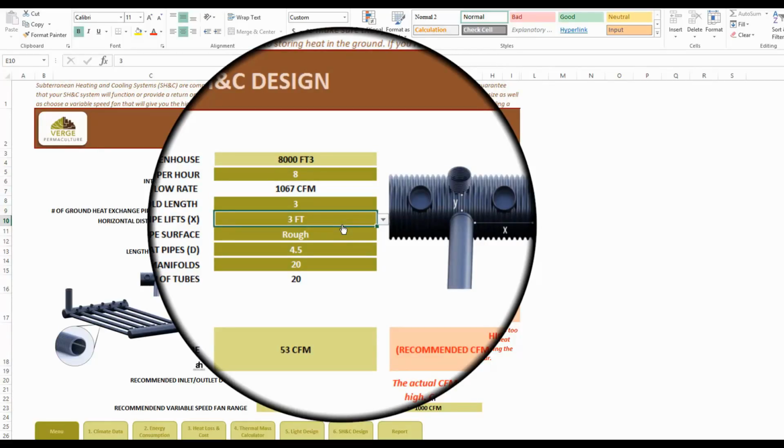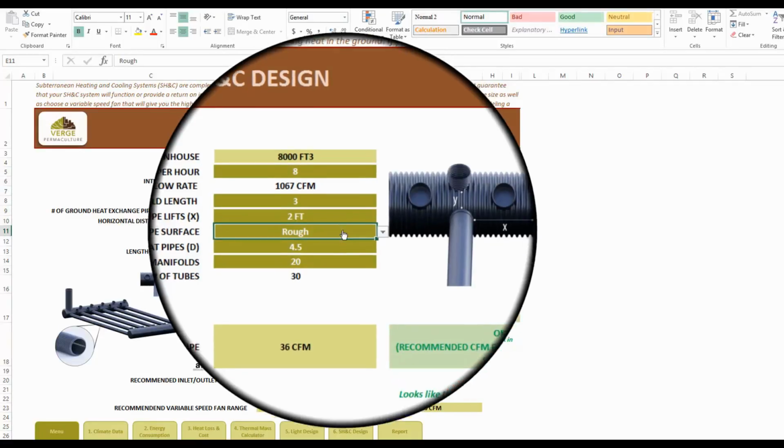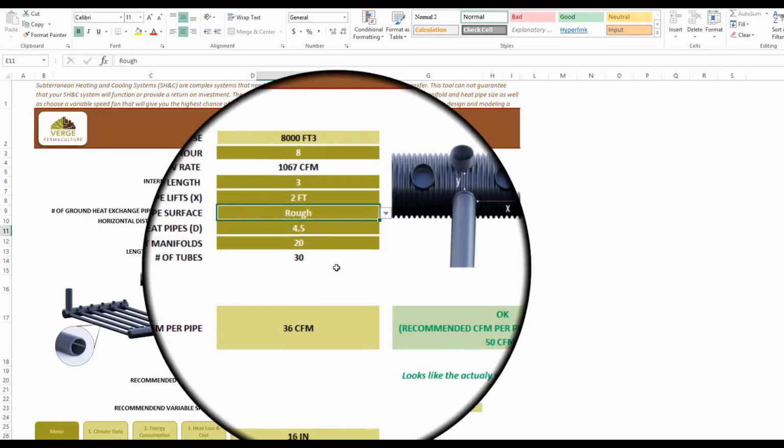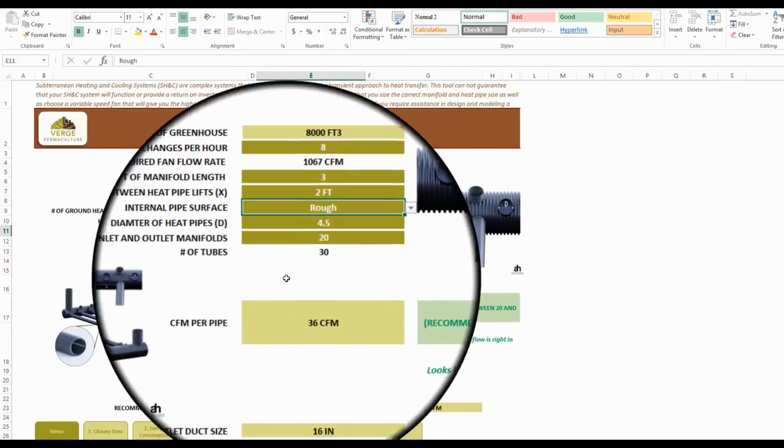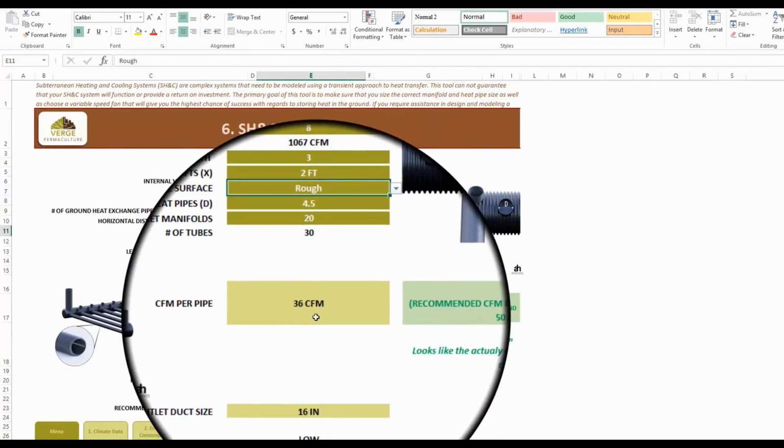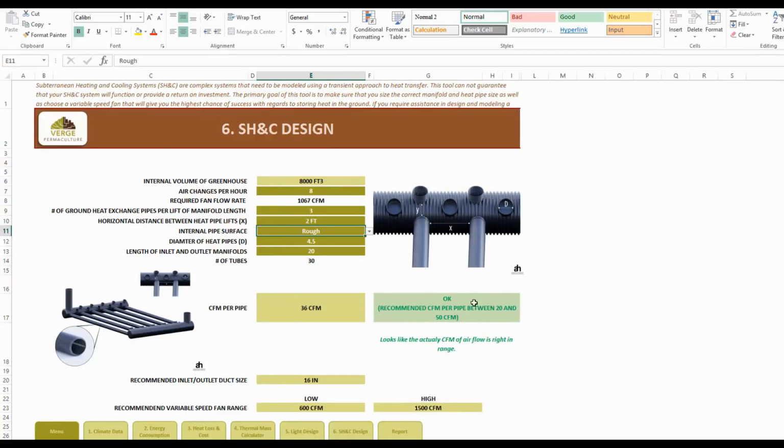As a result, I ended up increasing the number of tubes in the system, which reduced the total CFM per pipe and gave me a green OK, meaning that my airflow rate is within range. Let's try one more example and see if we can make this fail, just so you get a sense of how the tool actually functions.